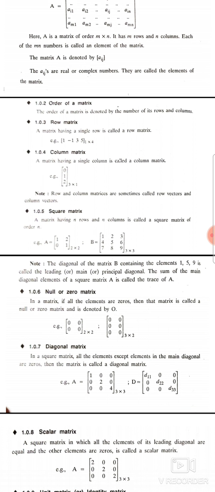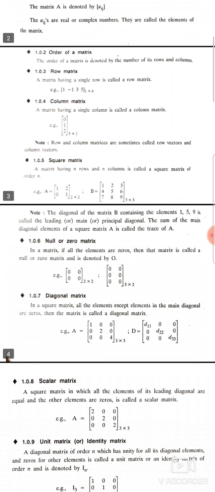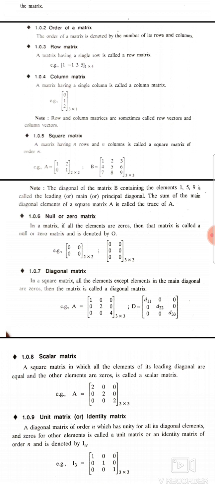Null or zero matrix. In a matrix, if all the elements are zeros, then the matrix is called a null or zero matrix and it is denoted by O. Example: a 2×2 matrix or a 3×2 matrix. Diagonal matrix. In a square matrix, if all the elements except the elements in the main diagonal are zeros, then the matrix is called a diagonal matrix. Example: A is a 3×3 matrix with diagonal 1, 2, 4 and other elements 0.